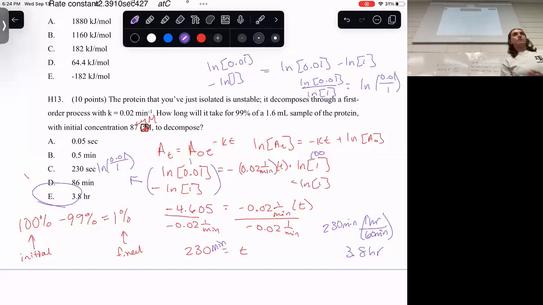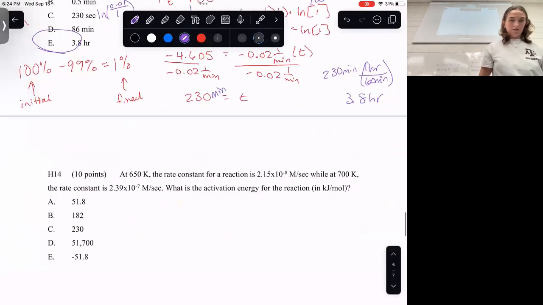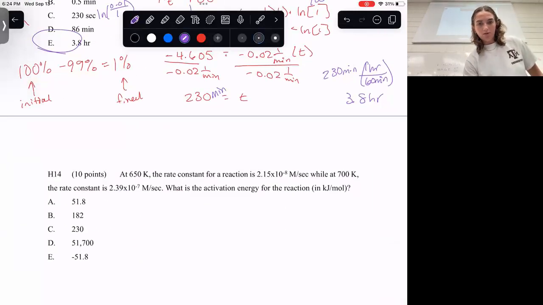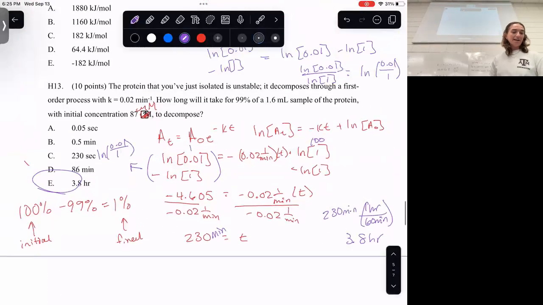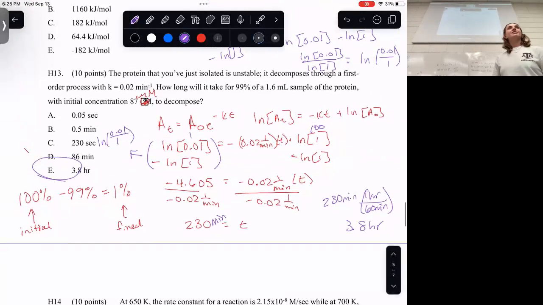14 is similar to 12. I believe it's the same answer. Yeah, 12 and 14 are the exact same question, just asked slightly different. Yeah, I'll show you 14 and I'll show you how it's different from 12. Any questions on 13? Feel good about this one?